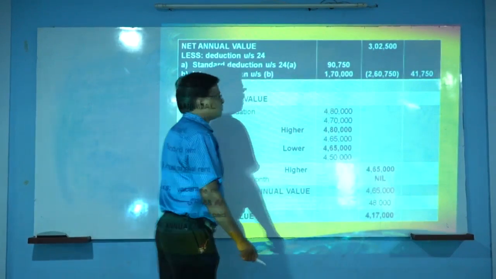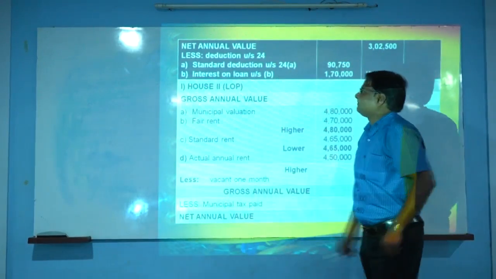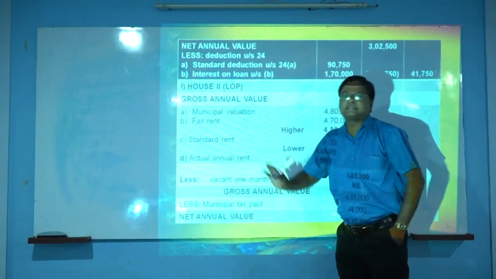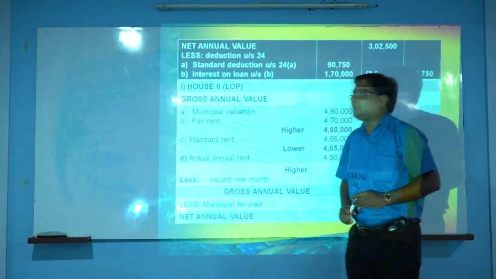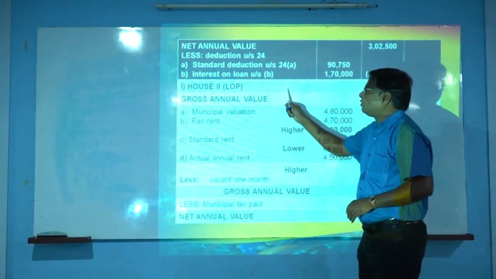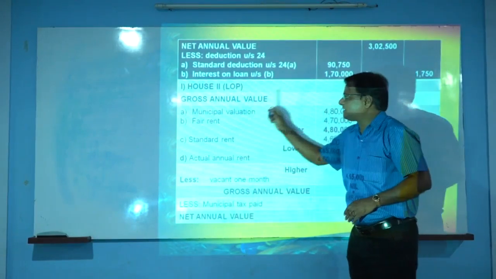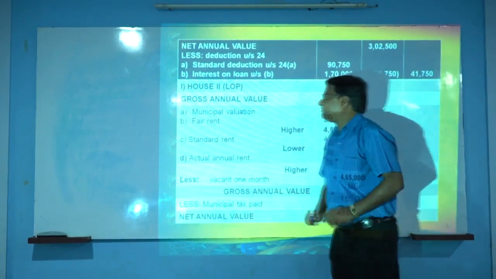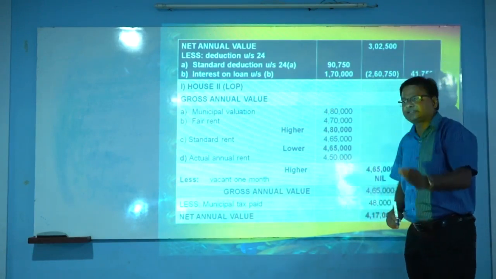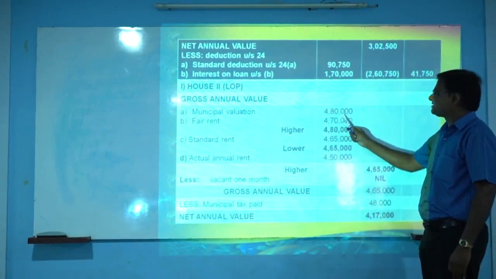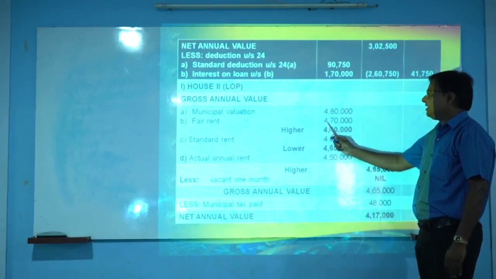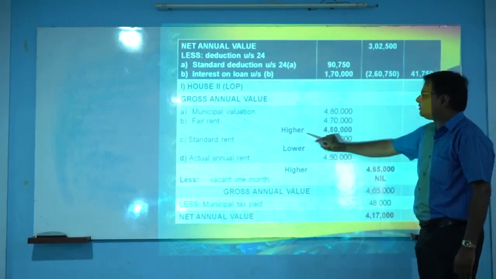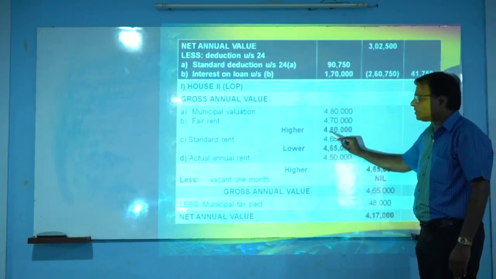Then second house. House number 2. This is also LOP and standard rent is given. Same steps we have to apply here. We have to calculate gross annual value. There are 2 points, A point municipal valuation and B point fair rental value. For that second house, the municipal valuation is given 4,80,000 and fair rent is 4,70,000. From these two values we have to take the higher value, it is 4,80,000.